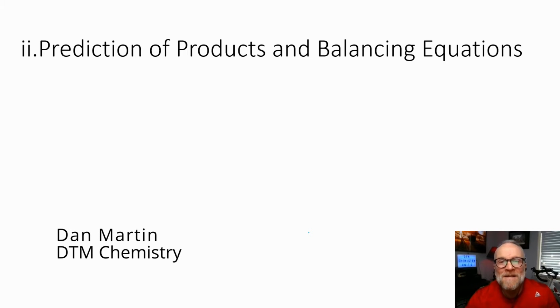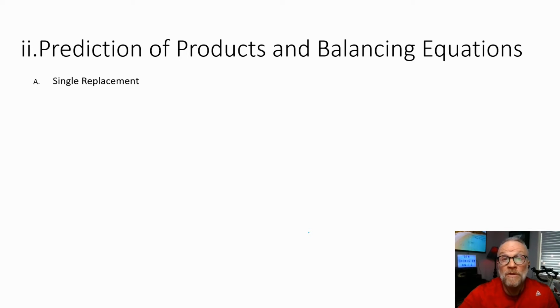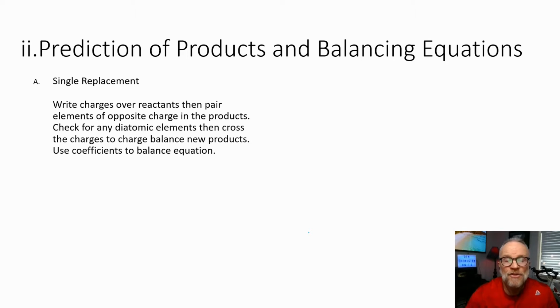Okay, welcome back. This is Unit 6 Recording 2, and in this recording, the first type that we're going to work on are single replacement reactions. And this general formula works for all the different types of chemical reactions.